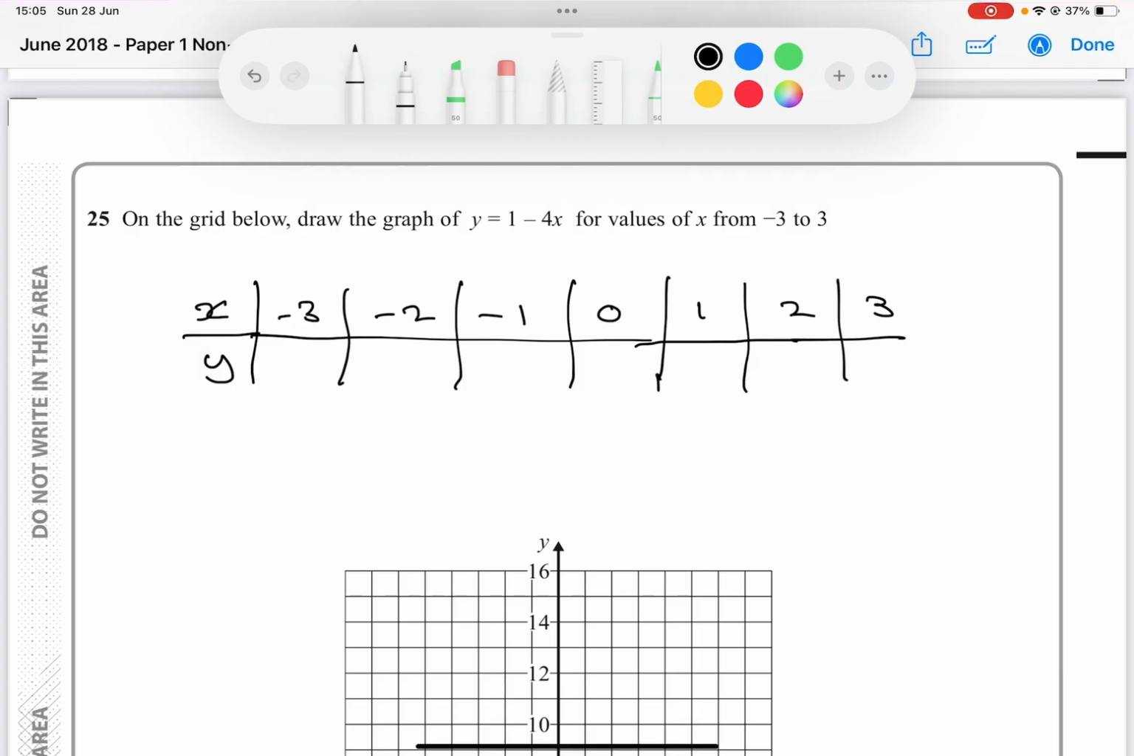Now we're just going to substitute our x values into the equation to work out our y values, okay? So I'm going to do that for each one over here. So y equals 1 minus 4 multiplied by minus 3. So minus 4 times minus 3 is 12, plus the 1 will be 13. So this will be 13 over here. I'm going to do the same for minus 2. So we have 1 minus 4 times minus 2. So minus 4 times minus 2 is 8, plus 1 will be 9.